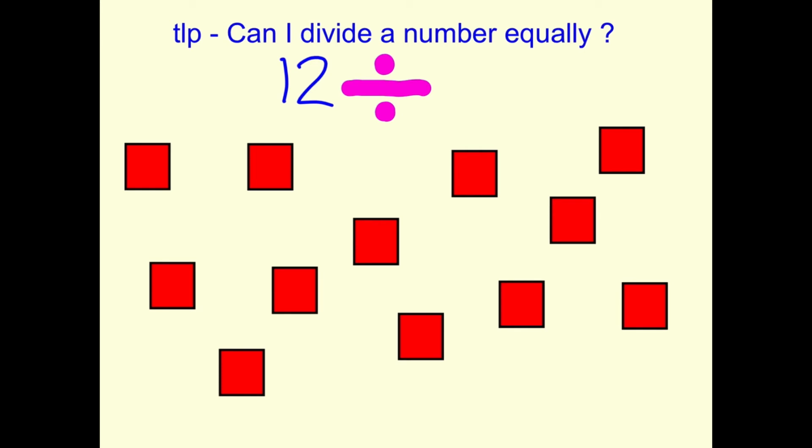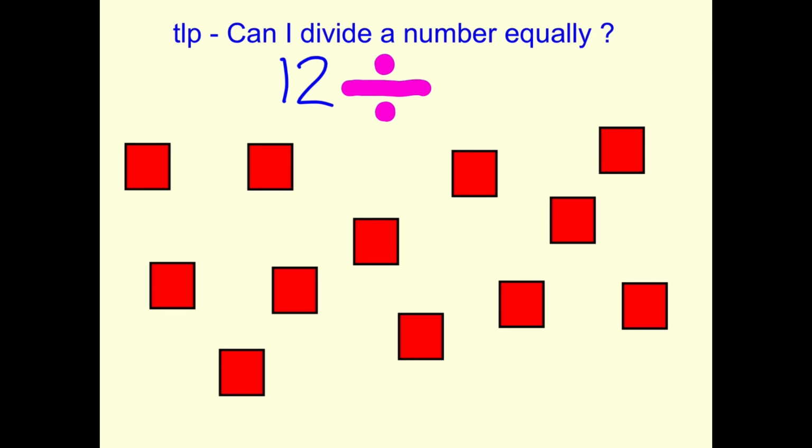At the moment, it's already a division number sentence. It's 12 divided into groups of 1. And how many groups of 1 have we got? We've got 12 of them. So there's already a number sentence there. So now let's divide it up into a different group. Let's divide it into 2s.